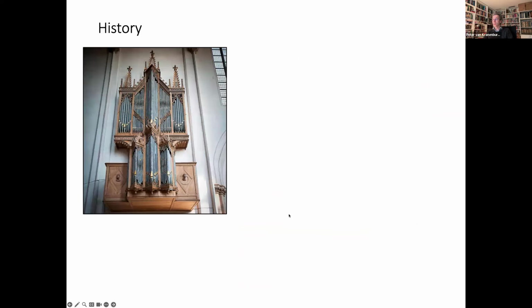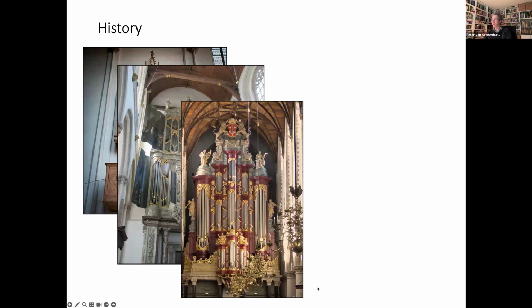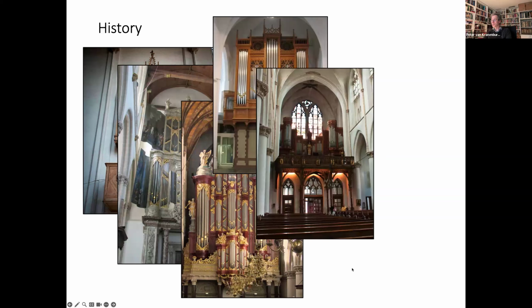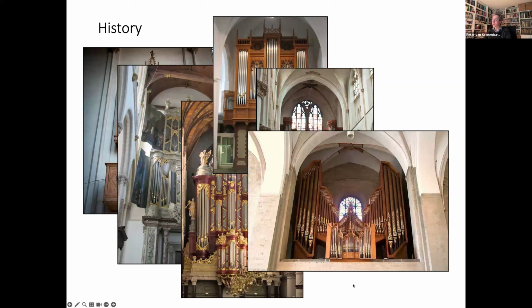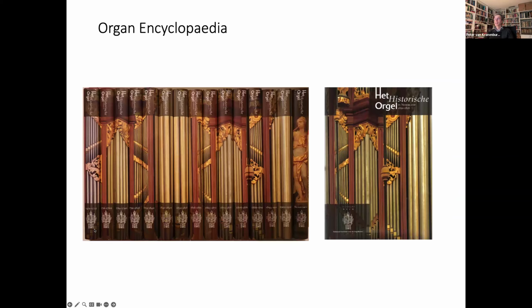Okay, I have one slide about history, just to give you an impression. This is one of the oldest organs in the Netherlands, and one of the oldest organs überhaupt. It's from the 15th century. This is a 16th century organ, a 17th century organ, we already saw. Typical 18th century organ, early 20th century, mid 20th century, 21st century. So again, huge diversity throughout the ages.